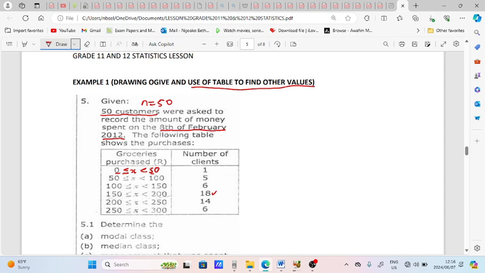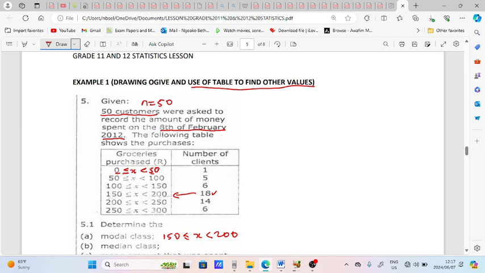Now, the first one they're saying, determine the modal class. So, what is the modal class? The one with the highest frequency, again, 80. Now, the answer is the interval or the class, I get class or interval. So here on the answer, you simply copy it as it is. So I write 150, included, this one below 200 rand. Can you see that? Now that is the answer for the modal class.